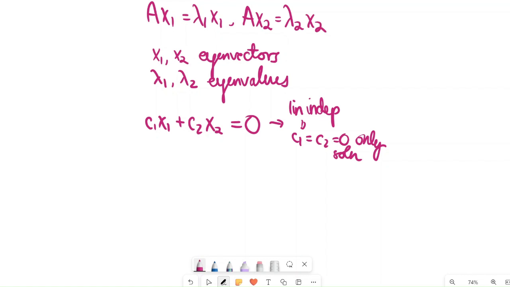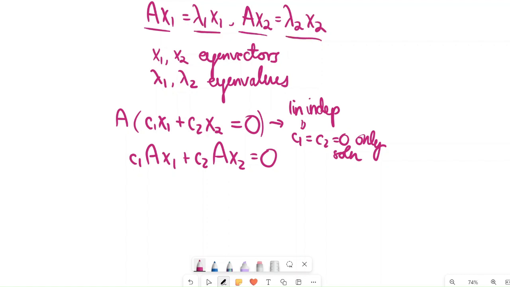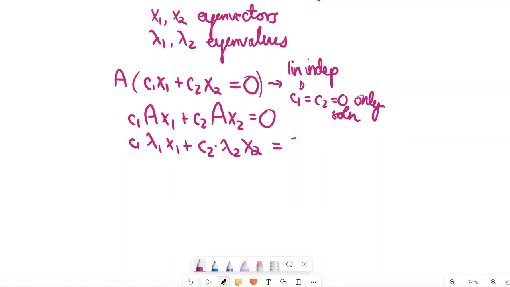All right, so what we can do is multiply both sides by A. Then we get c1 times Ax1 plus c2 times Ax2 equals 0. And we know that Ax1 is equal to this and Ax2 is equal to this, so we can plug it in and get c1 times lambda 1 x1 plus c2 times lambda 2 x2. And okay, so this is equal to 0.